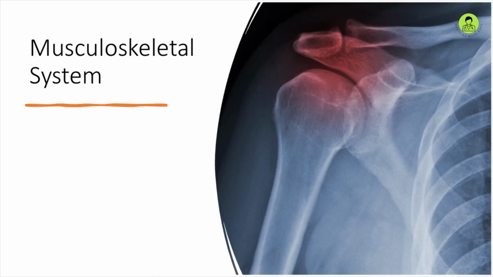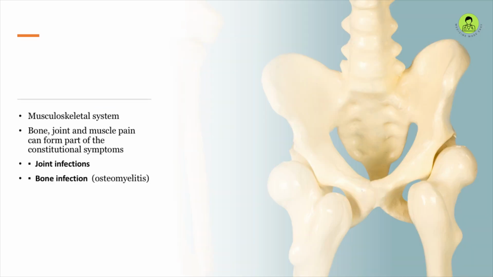Musculoskeletal system. Bone, joint, and muscle pain form a part of the constitutional symptoms of infectious and non-infectious diseases. Joint pain can occur in both native and prosthetic joints. In a patient complaining of arthralgia, one should distinguish between monoarthralgia and polyarthralgia. Monoarthralgia is likely to be septic, while polyarthralgia suggests a more systemic disease.